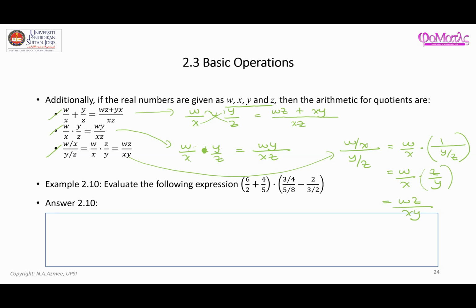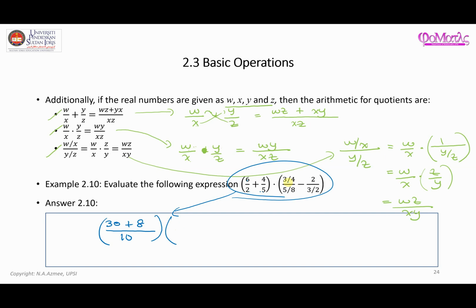Now let us try to solve this simple question here. So we've got 6 over 2 plus 4 over 5, and that one we can start off by finding the common denominator. So it will be 2 times 5 is 10, 5 times 6 is 30, plus 2 times 4 is 8. So that's the first part.